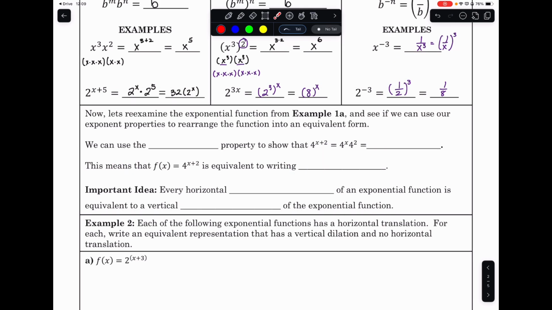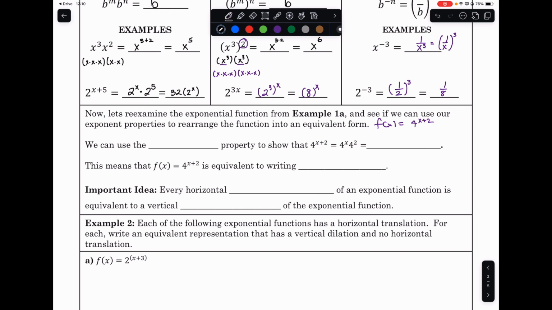Now let's use these properties again to re-examine the exponential function from example 1a and see if we can use our exponential properties to rearrange the function into an equivalent form. Well, example 4a was, again, this one right here, f of x, let me rewrite it, f of x is equal to 4 to the x plus 2 power.